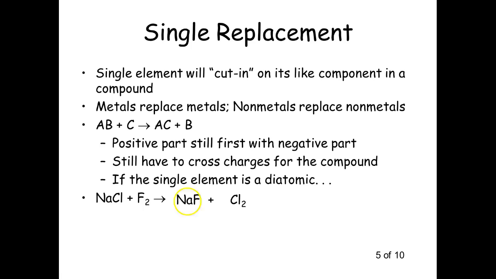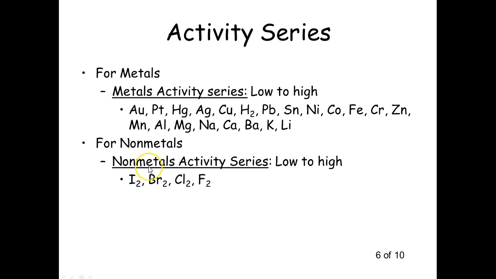So if we go back and look here, this reaction does in fact occur because the F, the more active element, wants to be in the compound. So you can also have a metals activity series, and you can see that this order is a lengthy one. It goes from gold, platinum, mercury, silver, copper, all the way up to calcium, barium, potassium, and lithium.